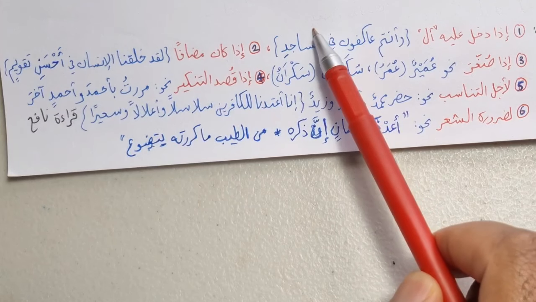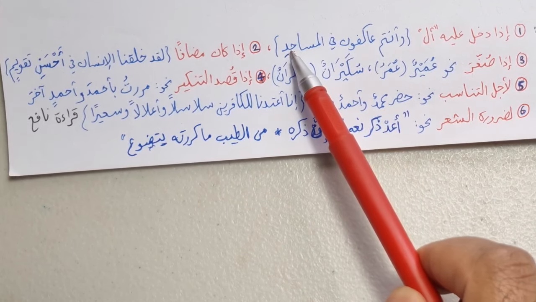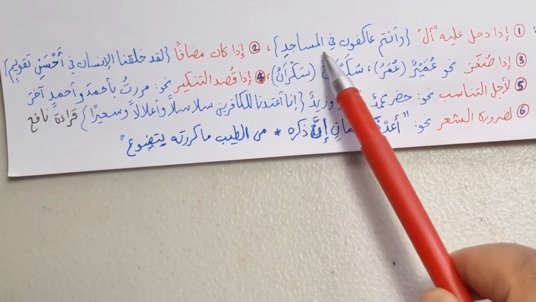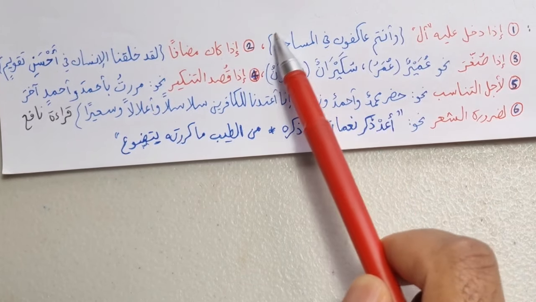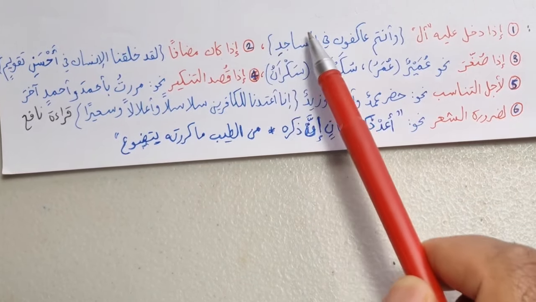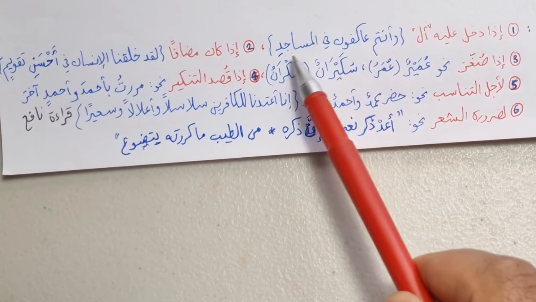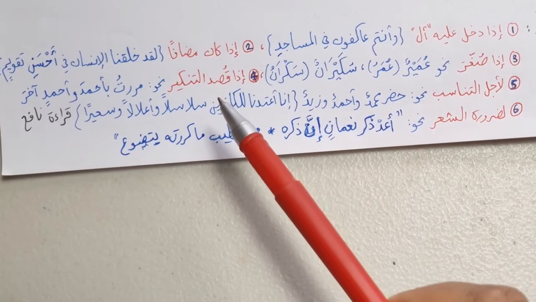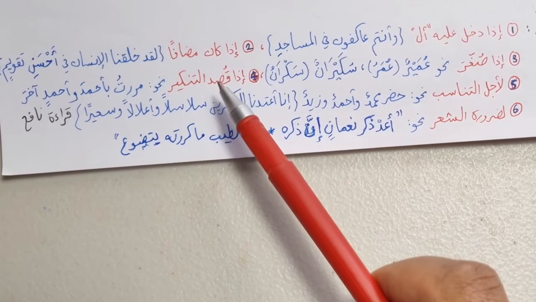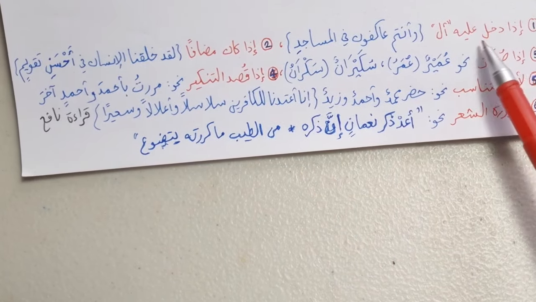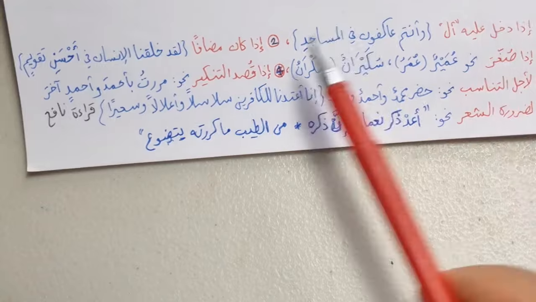But because it has al, it was meant to be masajida. Because ممنوع من الصرف, we just said, when it's majroor, it takes a fatha. So majroor takes a fatha. But because it has al, it goes back to being a normal noun now. We say في المساجد, إلى المساجد. It goes back to being a normal noun. That's number one. If it has al, it goes back to being a normal noun.